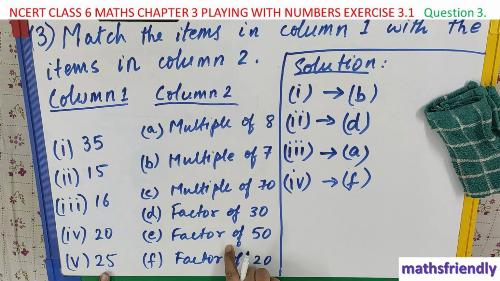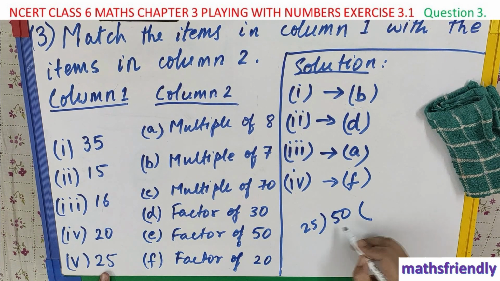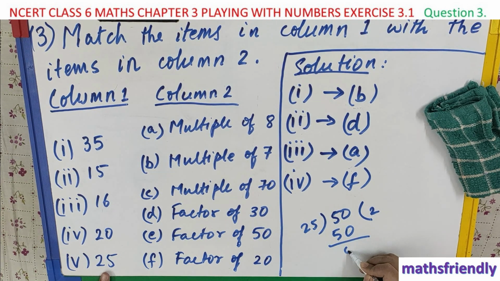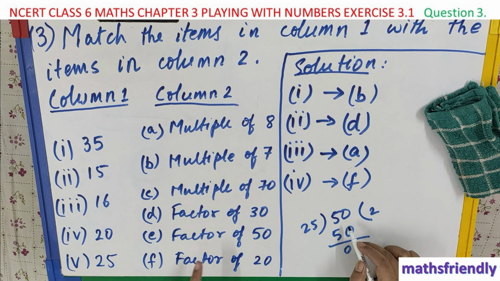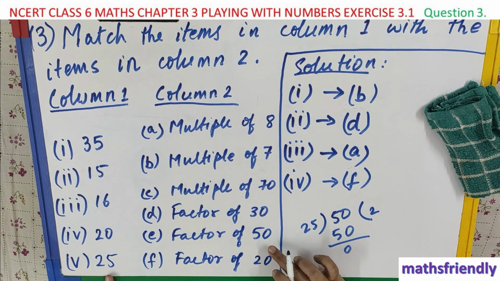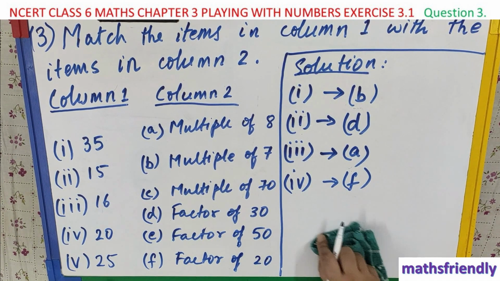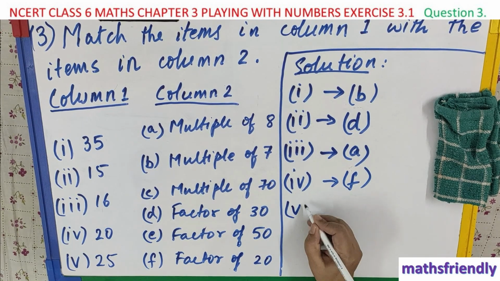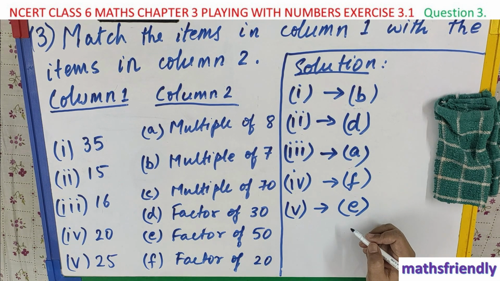25, is it a factor of 50? 25 will be a factor of 50 if 50 is completely divisible by 25. So 25 2s are 50, the remainder is 0. When the remainder is 0, it means this number is completely divisible by this. So this is the factor of this number, right? So 25 is a factor of 50. Okay, so this matches with this one. 5 matches with E. 25 is a factor of 50.